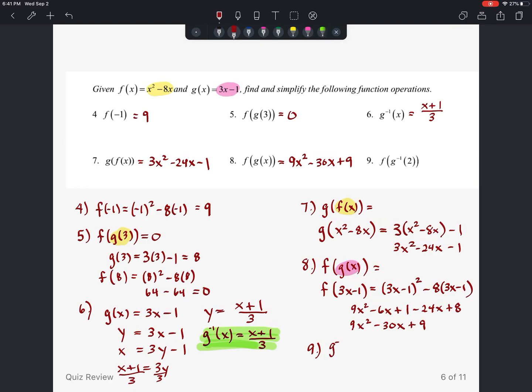So we have the inverse of function g of 2 should equal 2 plus 1 divided by 3. 2 plus 1 is 3. 3 over 3 is 1. And then that 1 will be the input into function f. So now we're looking at f of 1. So f of 1 is going to be 1 squared minus 8 times 1, which is 1 minus 8, which should give us negative 7. So the answer on that one is negative 7.